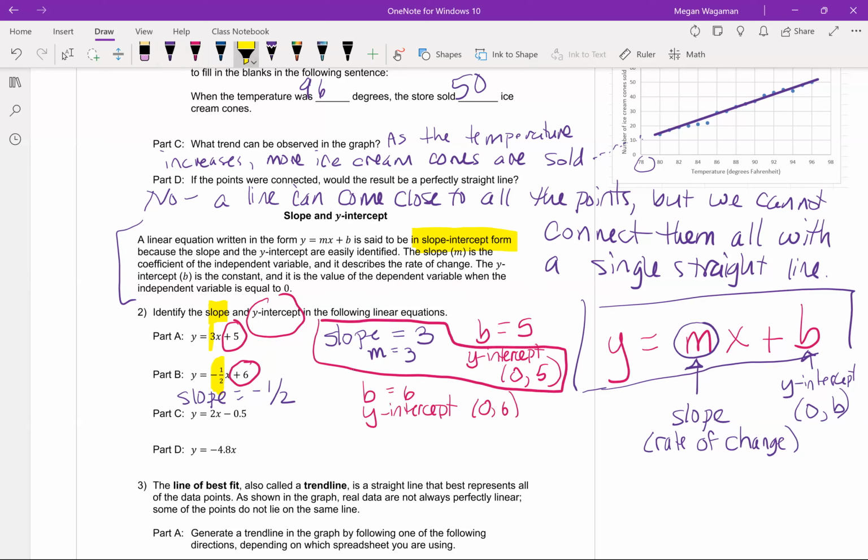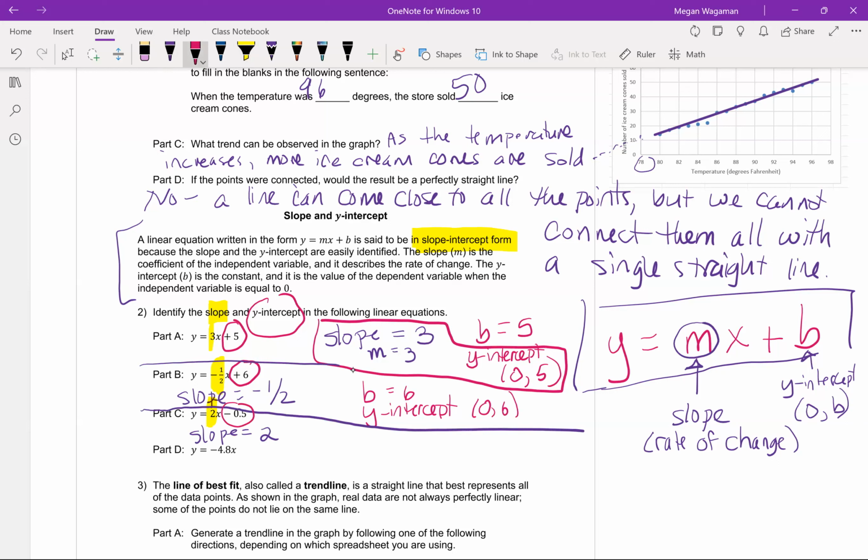Same idea in the next one. 2 is the coefficient of the independent variable, so that is our slope. And notice that the slope is just the number. I'm not including the x as part of my slope. Slope is just 2. I'm just going to draw a line here to separate those better. So slope is 2.